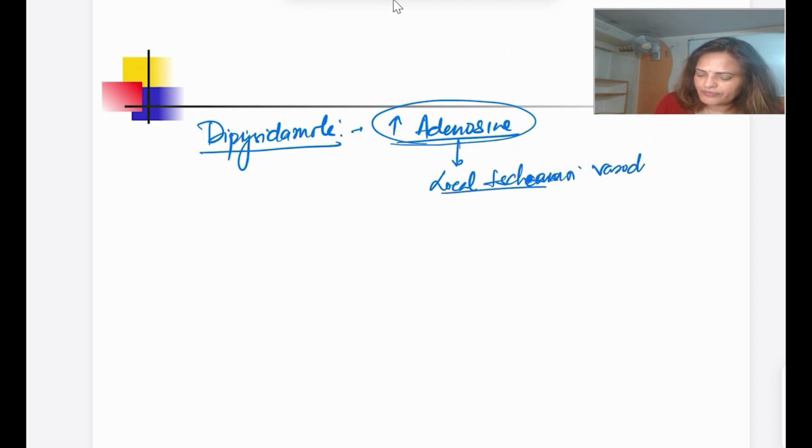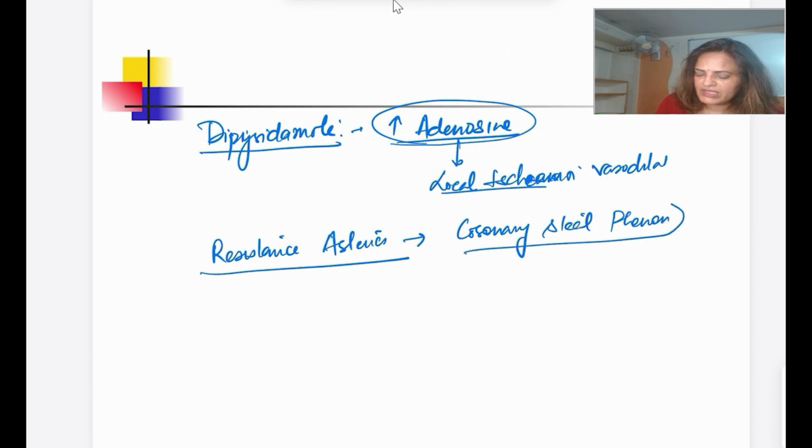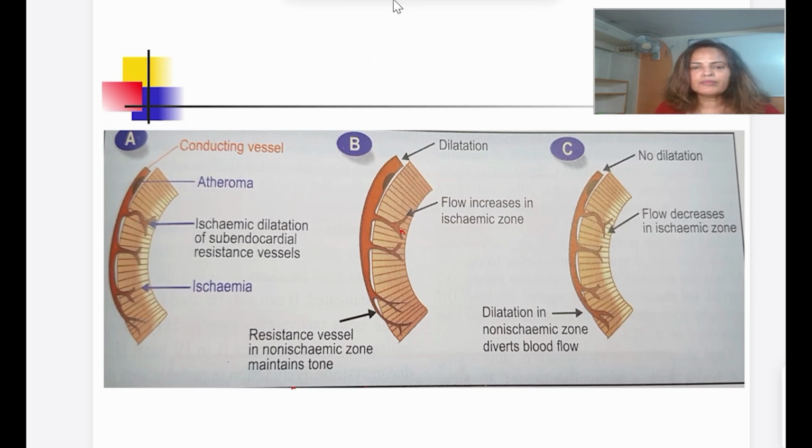Now it is going to act on what? It is going to act mainly on the resistance arteries or resistance arterioles. So by that, there is one very important phenomenon, the coronary steal phenomenon, that is seen with this drug. This I have already explained. I'll show you this diagram here. So coronary steal phenomenon, what is this?